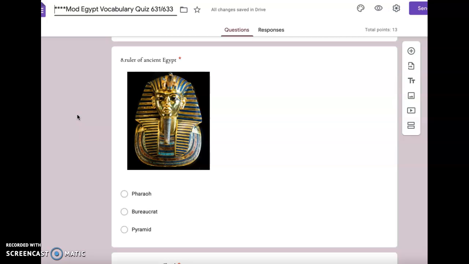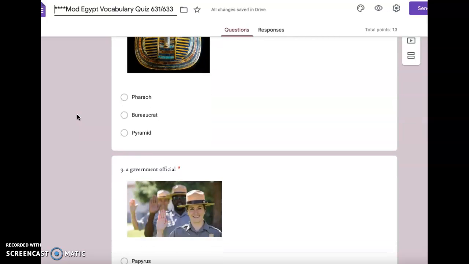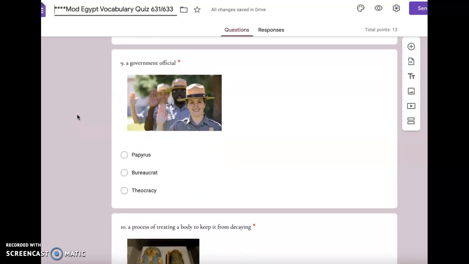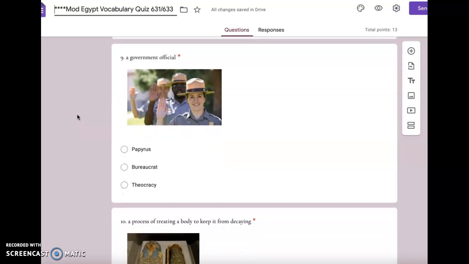Number 8. Ruler of ancient Egypt. Pharaoh, bureaucrat, or pyramid. Number 9. A government official. Papyrus, bureaucrat, or theocracy.